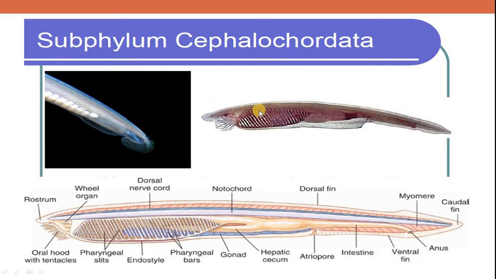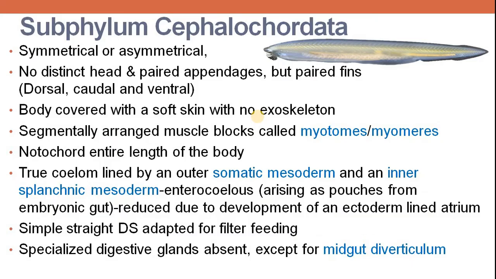Subphylum Cephalochordata comprises organisms which look like fishes. That's why it is said to be fish-like organisms. It's also called lancelets. Lancelets means tiny or small spears. We can go to the characters of Subphylum Cephalochordata. They are symmetrical or asymmetrical without a distinct head or paired appendages, but there will be paired fins. Dorsal fin from head to tail, then caudal fin around the tail portion, then ventral fin can be seen.